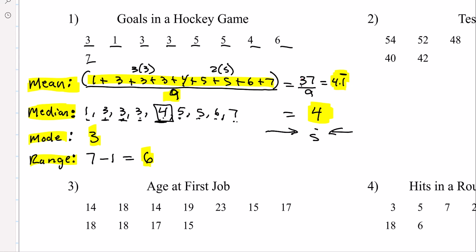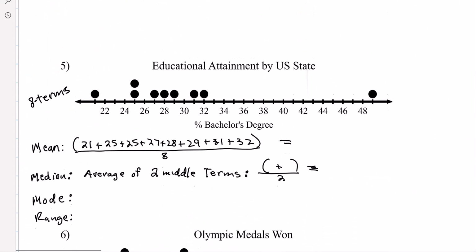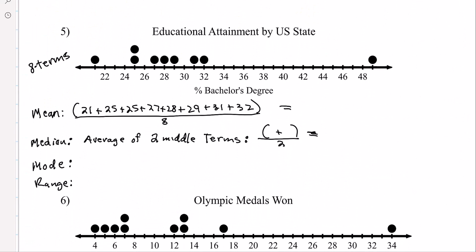All right, so let's continue this on. Let's say you have a dot plot. Well, so notice there's one value at 21. There are 2 values at 25. There's a value at 27, value at 28, value at 29, value at 31, value at 32. So there's 1, 2, 3, 4, 5, 6, 7, 8. Let me count down here. 1, 2, 3, 4, 5, 6, 7, 8.